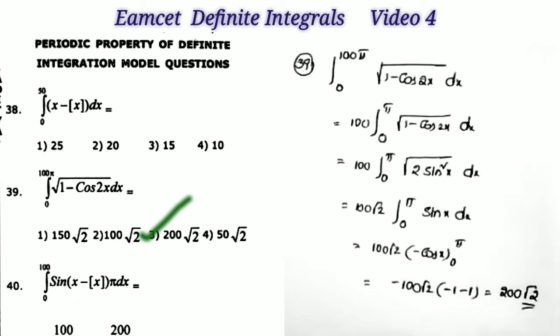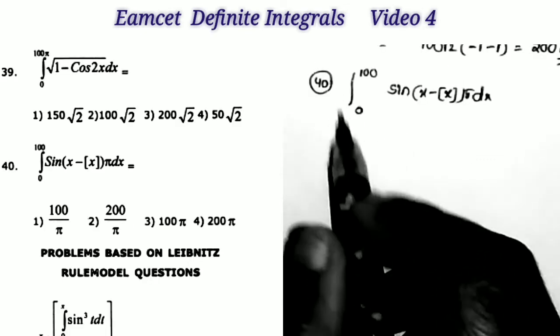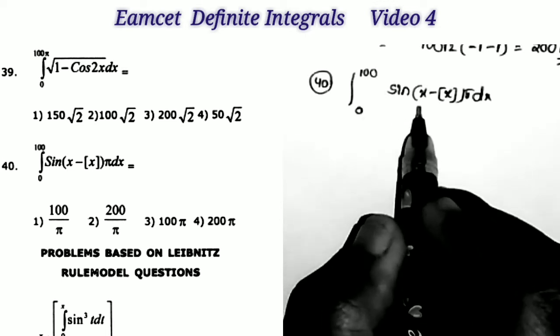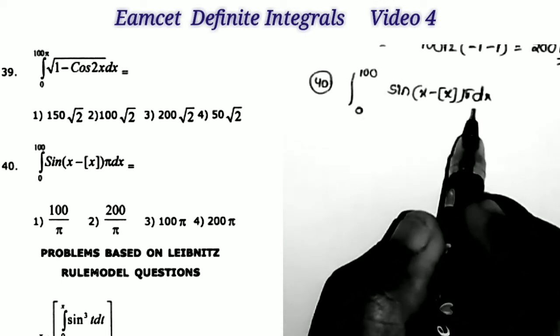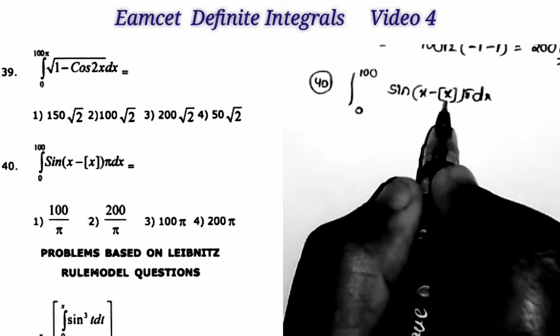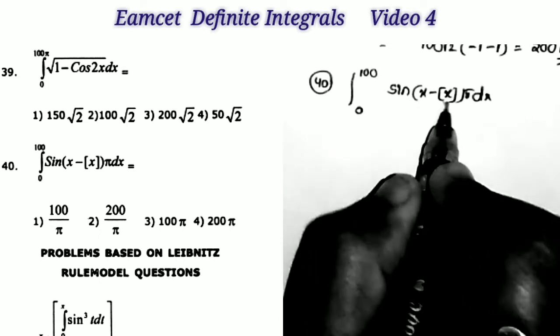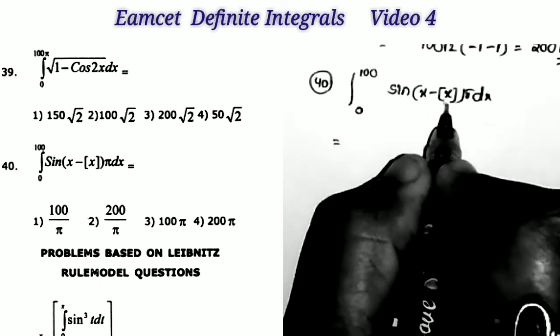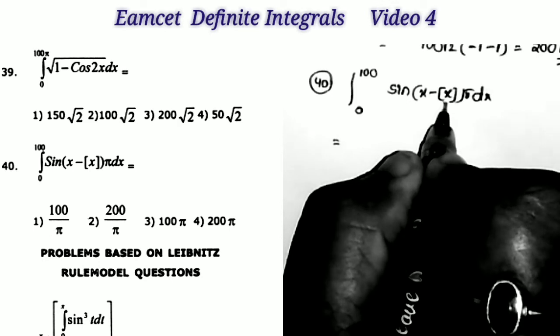The answer is 200 into root 2, that is the third option. That's all. Next question, sum number 40, integral 0 to 100 sine of x minus step x into pi into dx. Okay, here we have the step x function, x minus step x, which means this is a function of period equal to 1.